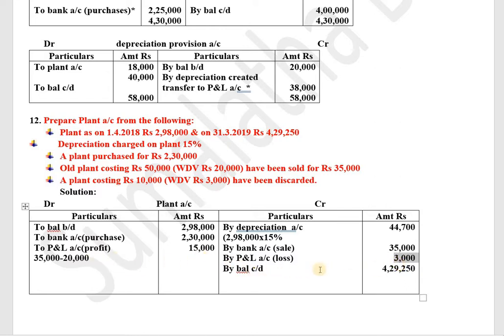Simple. You can write a working note also. That is written down value 20,000 minus sale 35. Profit you are getting 15. You can show the working note. There is nothing wrong, even for this also you can show.